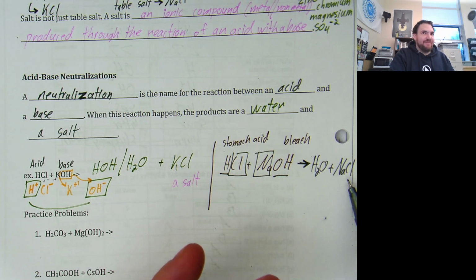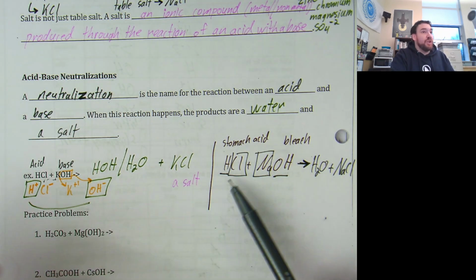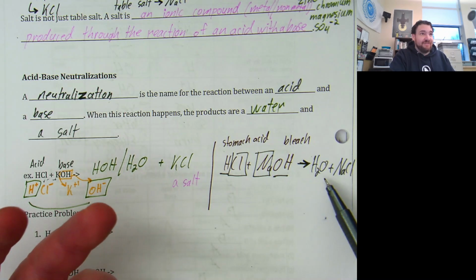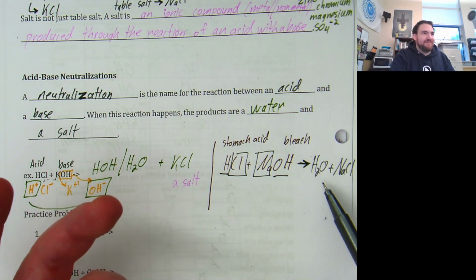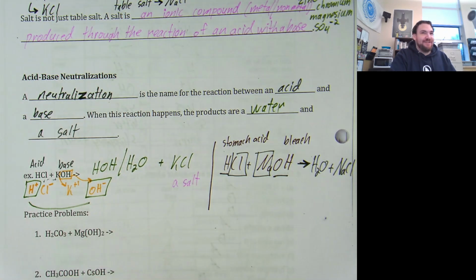It's weird to think about those active ingredients doing that. On their own, both of these things can do a lot of damage to you. Together, they're going to make salt water, which you could then boil off and add to your French fries.